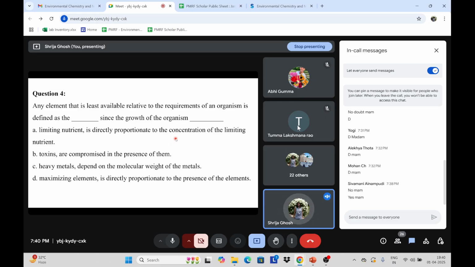So any element that is least available relative to the requirements of an organism is defined as the, what do you think is the correct answer? Write your answers in the chat box, everybody.